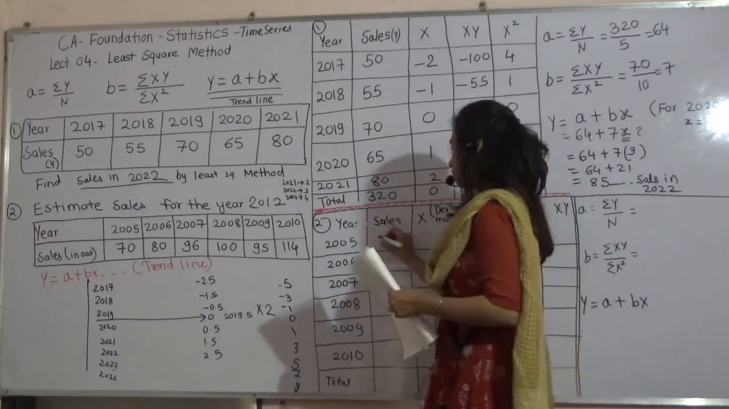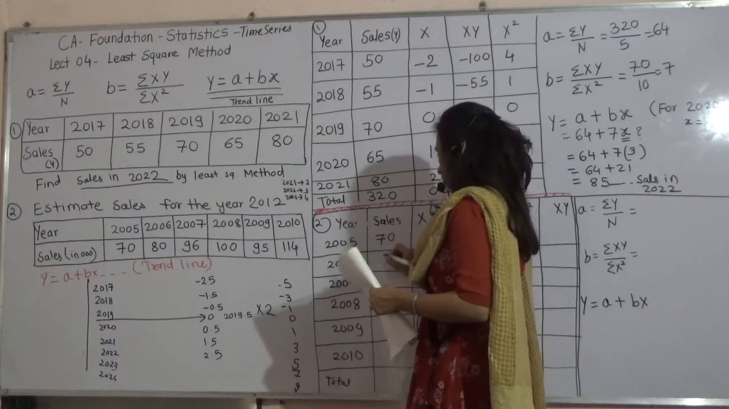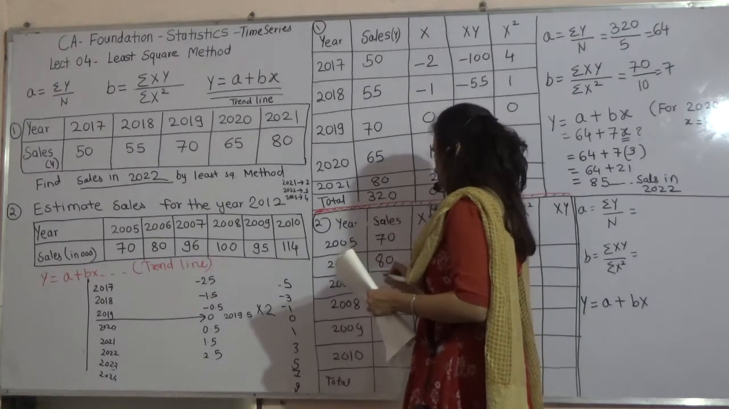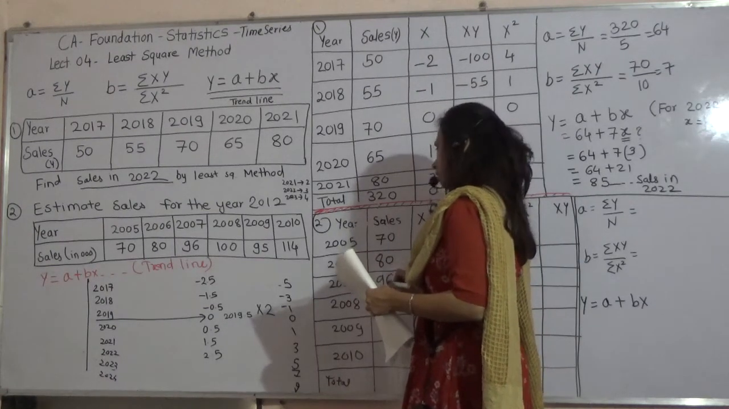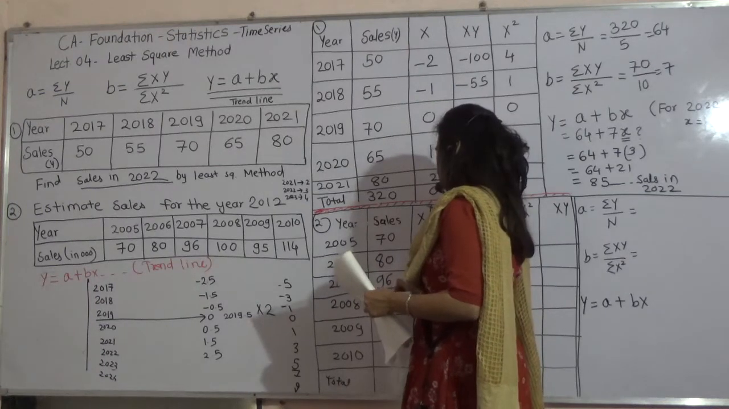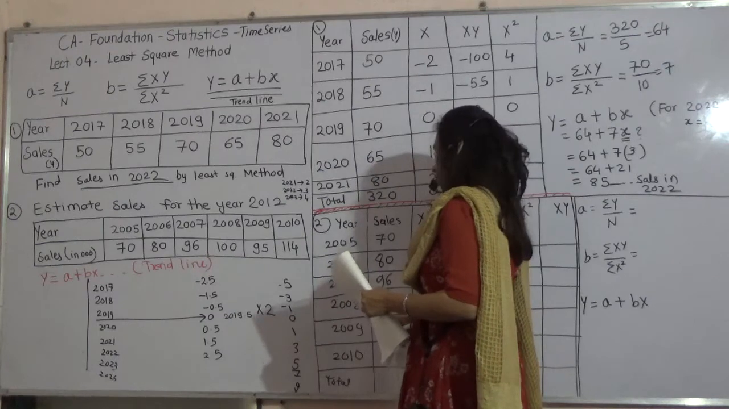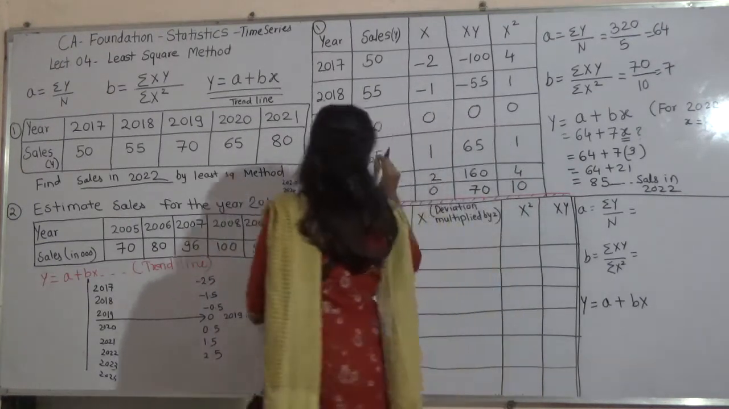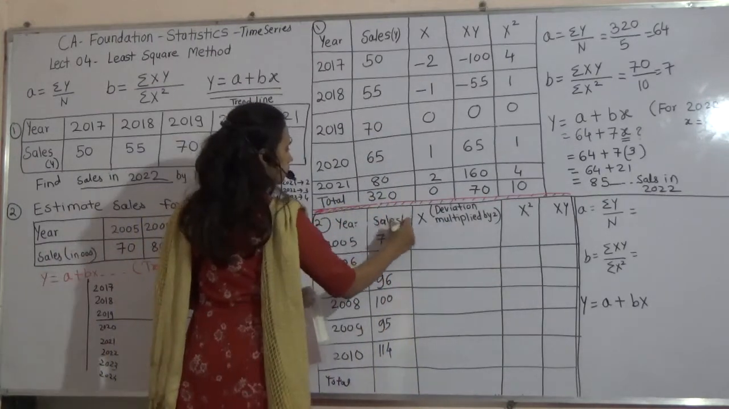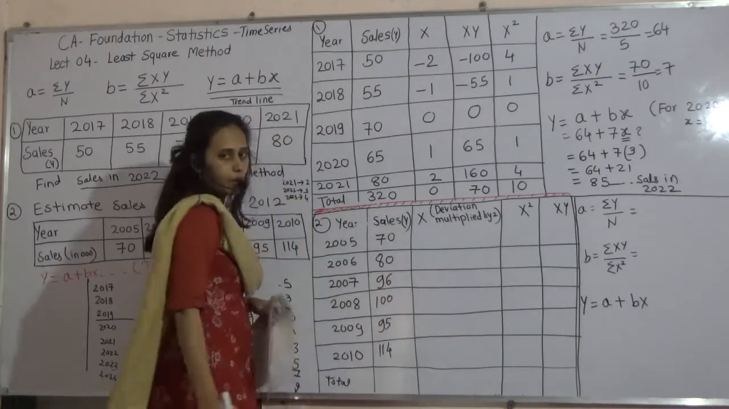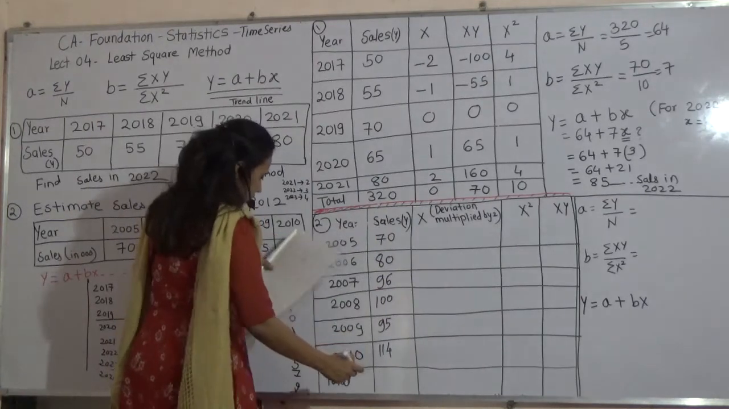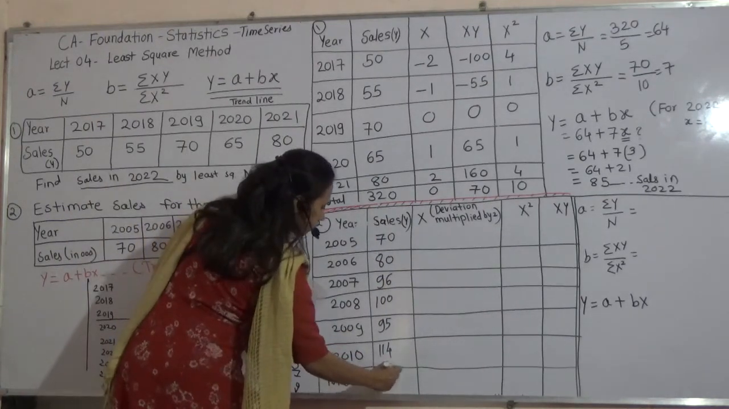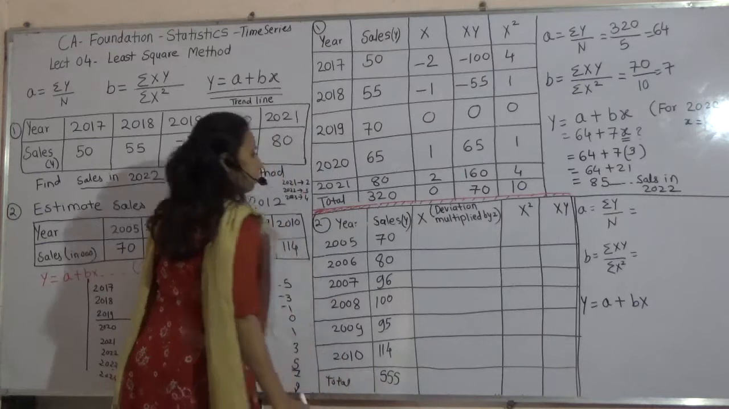Sales, write down sales 70, 80, 96, then we have 100, then we have 95, and then 148. Summation of this is nothing but y, and summation of y is 555. Okay.